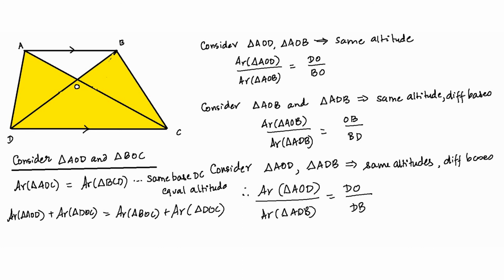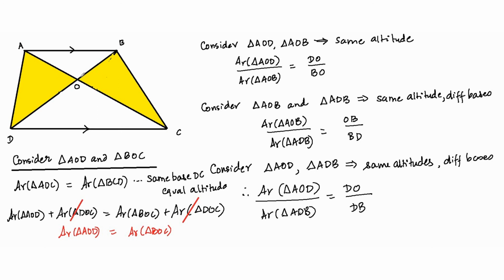Now you will notice that area of triangle DOC vanishes from both sides, and therefore what you get is area of triangle AOD is equal to area of triangle BOC. So area wise, these two triangles are equal. Of course they are not congruent, and they don't have the same base or same height, but still their areas are equal to each other.